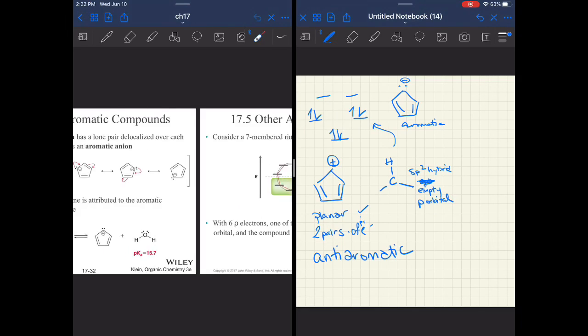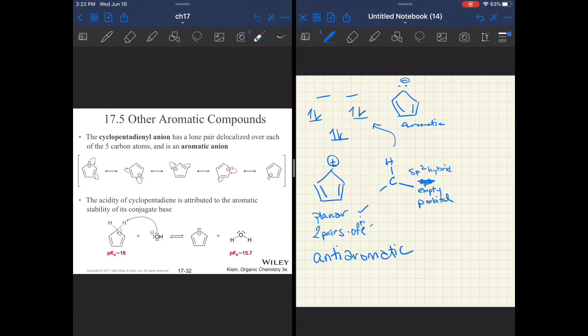And if you look at the Frost circle here, if there's only 4 electrons, you're going to have 1, 2, 3, and 4, right? So still an odd number, much more likely to be seen with anti-aromatic.